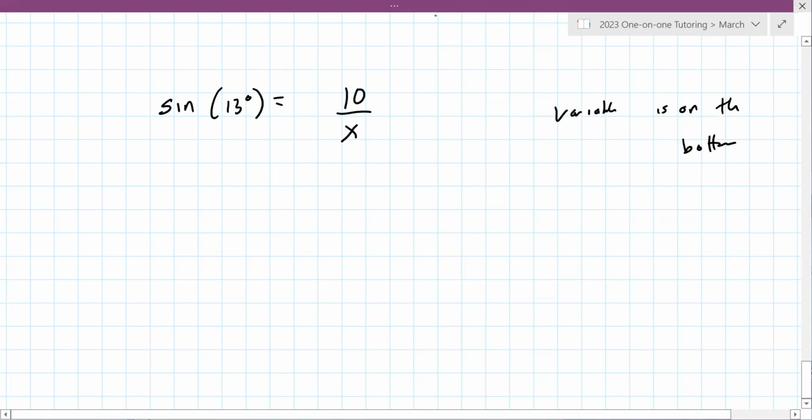All right, so now here's the more difficult case. What if it's the sine of 13 degrees equals 10 over x? Notice how the variable is on the bottom. Would it be the same thing, or if that's multiplying, you need to divide?